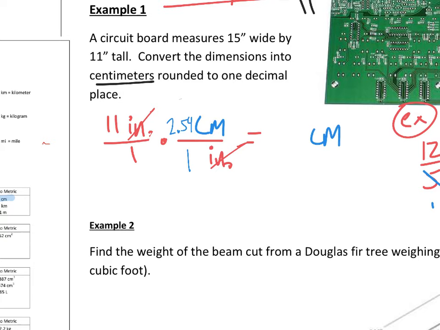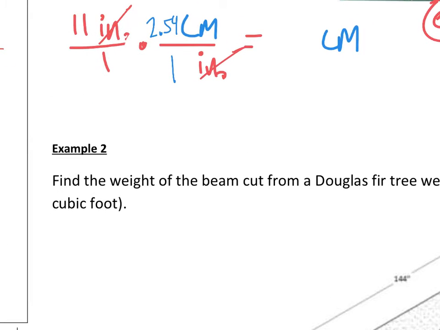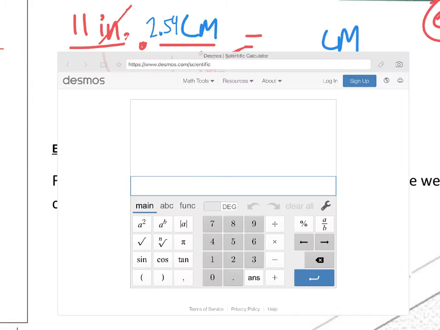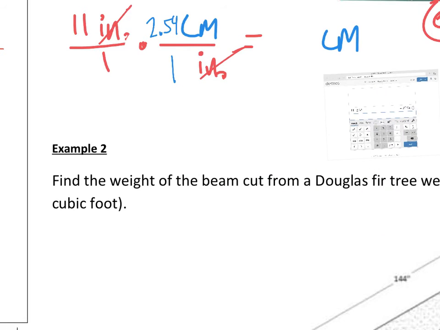We have to multiply 11 times 2.54, so we'll let the calculator do the work there. 11 times 2.54, and we get 27.94. All right, so 27.94.